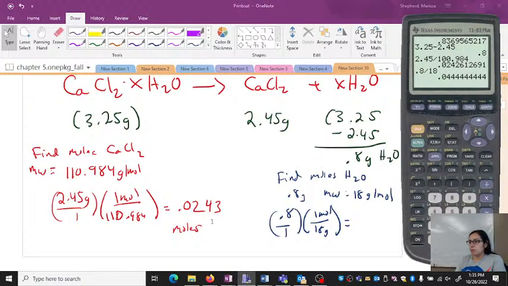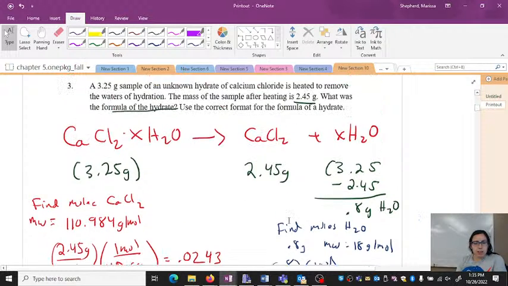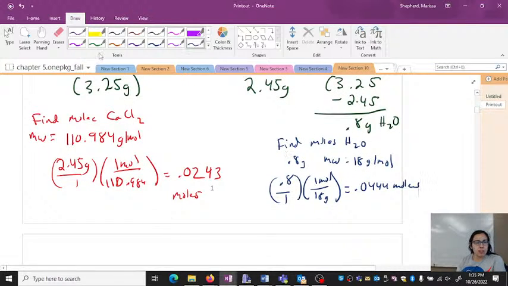Did you do 0.8 divided by 18? So do we get 0.04444? So 0.0444 moles. Now we have how many moles of each, but this doesn't give us a formula yet.